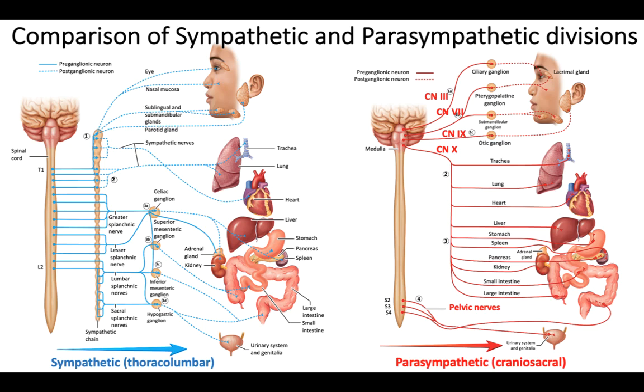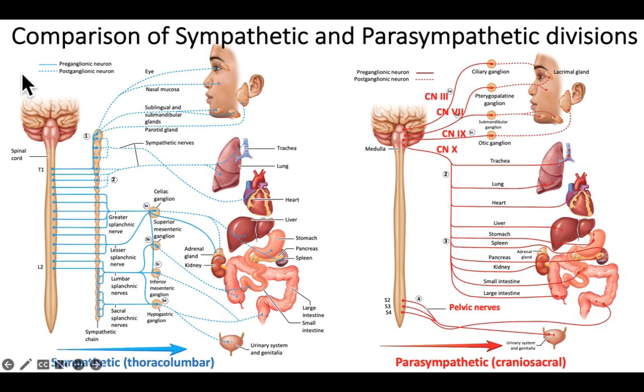This is often a scary figure for most ANP1 students. It was scary for me the first time I saw it. But basically, I think of these as roadmaps for the two subdivisions. They're both starting in the CNS, right? And they're ending up going to all these organs. But how the signal gets there is different.